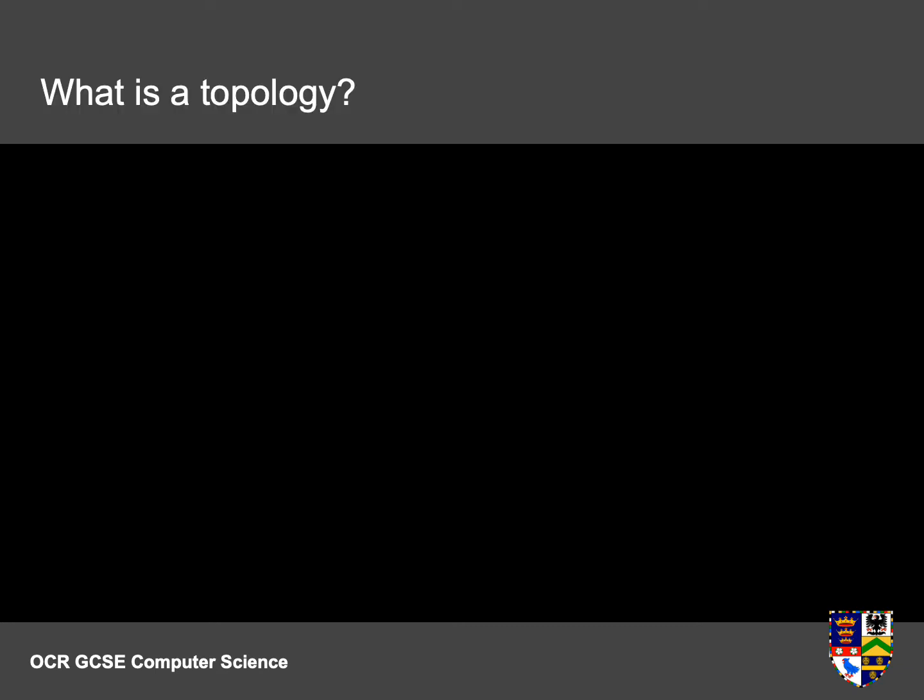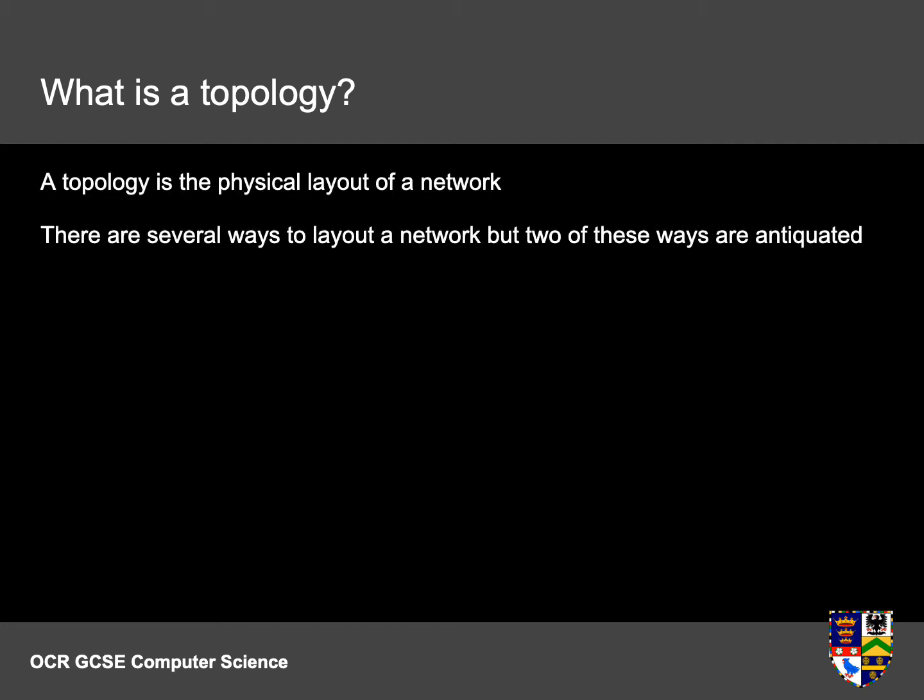So the big question is, what is a topology? A topology is basically how all the different devices on a network are connected together. There's several different ways of connecting the devices. There's several more than you need to know for the GCSE course, which we aren't going to cover. But a lot of the ways that you will find are pretty much antiquated by now. They're not really used. And if you do see them used, it'll be in some sort of legacy system.